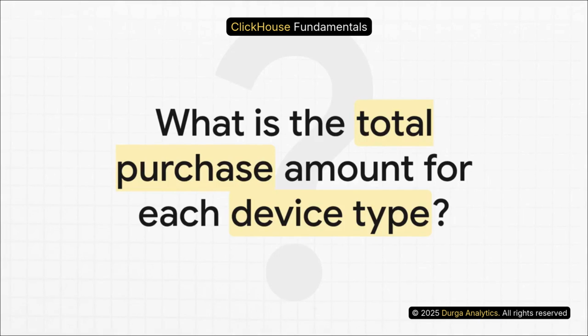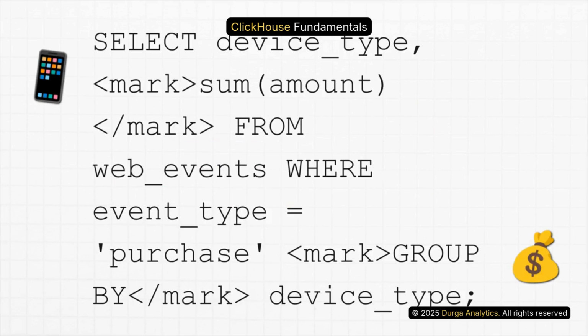1. All right, next up, the product team wants to know where the money is coming from. Are people buying more on their phones or on their desktops? This insight is going to directly impact what they work on next. To answer this, we write another simple aggregation query. We're grabbing the device type, summing up the purchase amount, and, critically, we're filtering just for purchase events using the event type column.